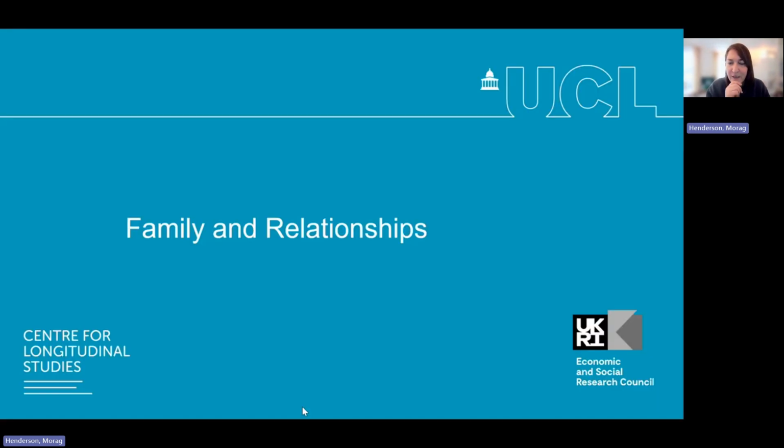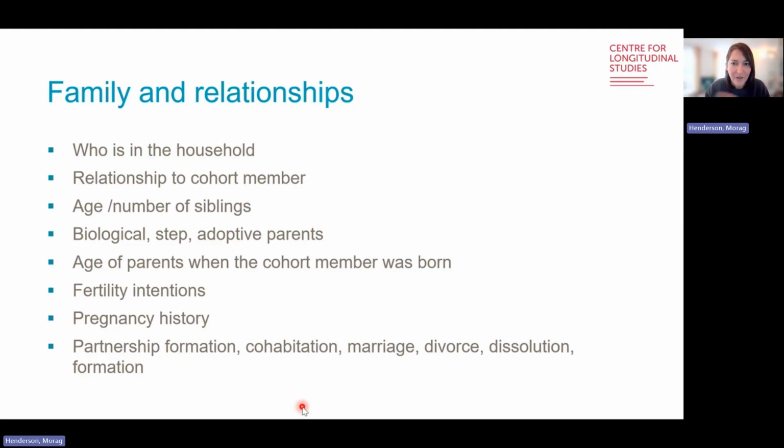Moving now to family and relationships. We measure this at every sweep. Essentially, we're interested in who is in the household or who's in the family, capturing family change in quite a lot of detail, so those trajectories. So these are the kinds of things we capture: age, biological, step, adoptive parents, so the relationship to the cohort member, fertility intentions, pregnancy histories, as well as quite detailed partnership formation.